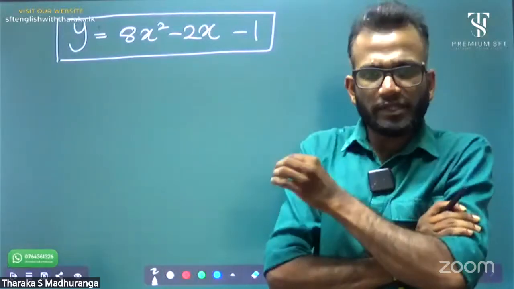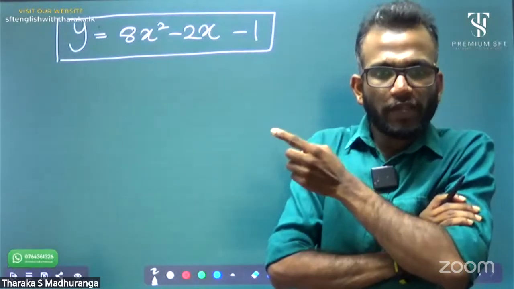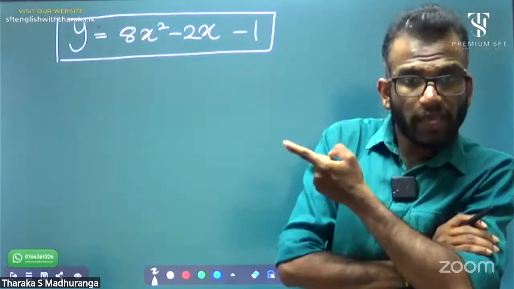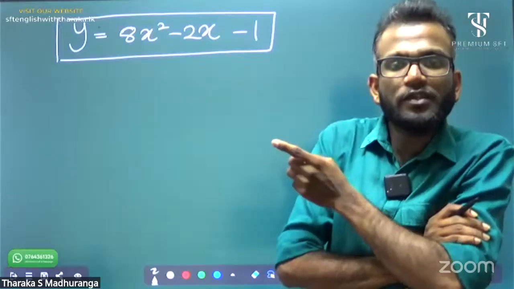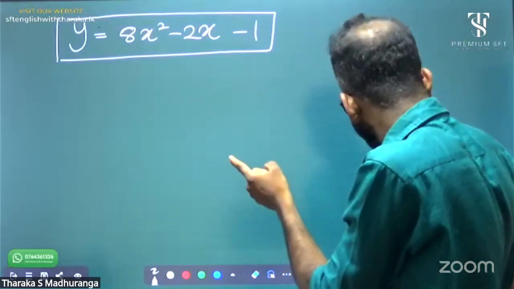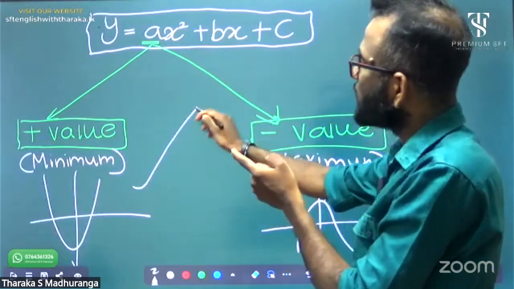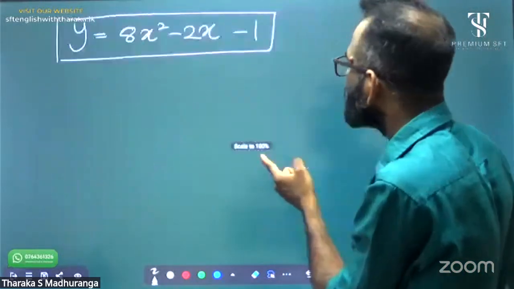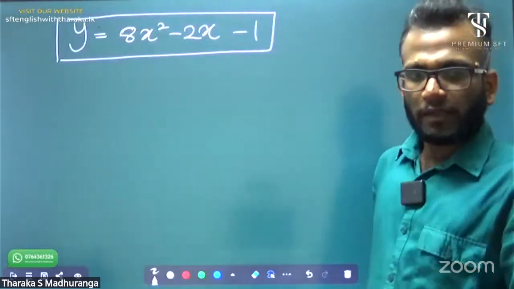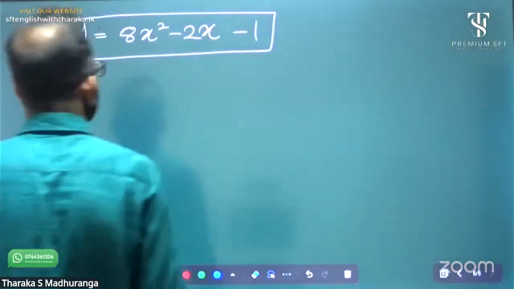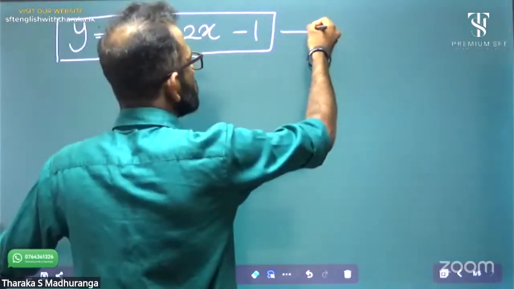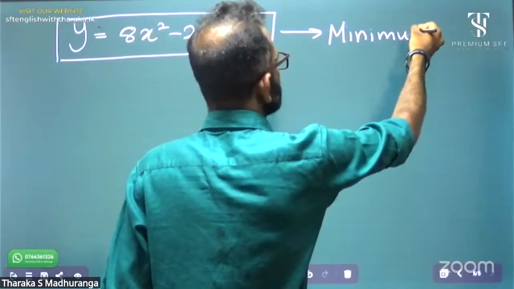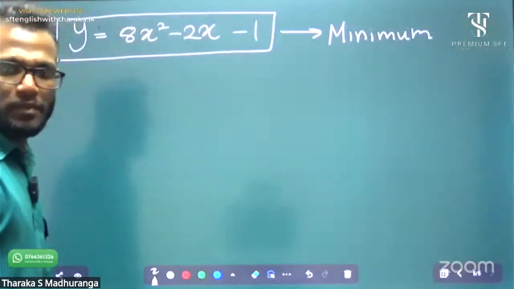It is a very simple thing. First of all, you have to find the A coefficient. What's the value of A? It is plus 8. The A value is a plus value, so it is minimum always. Understood? Okay, now it is minimum. The shape is minimum.